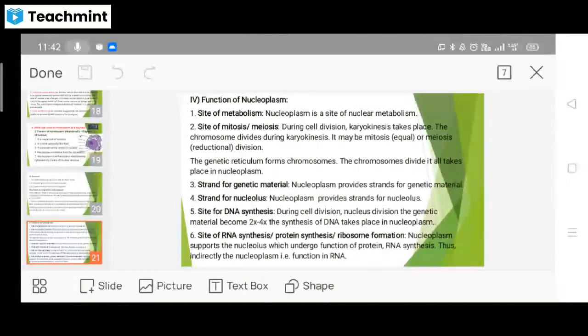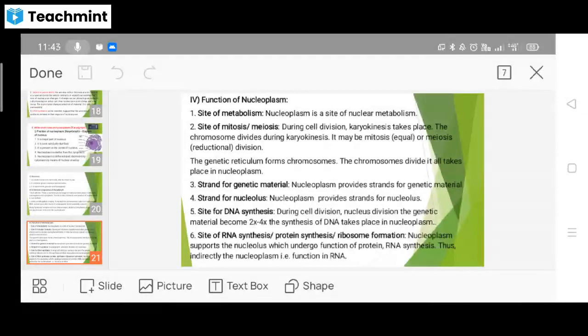Then the next function is the site of RNA synthesis, protein synthesis, and ribosome formation. In support of the nucleolus, the nucleoplasm undergoes the functions of RNA synthesis. Thus, indirectly, the nucleoplasm does the functions of the RNA. Whatever function the RNA molecule has, the nucleoplasm plays it here.